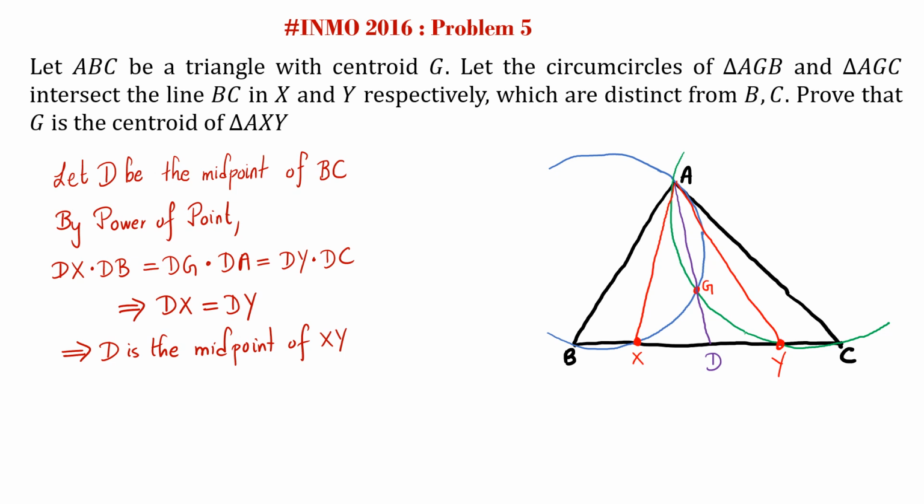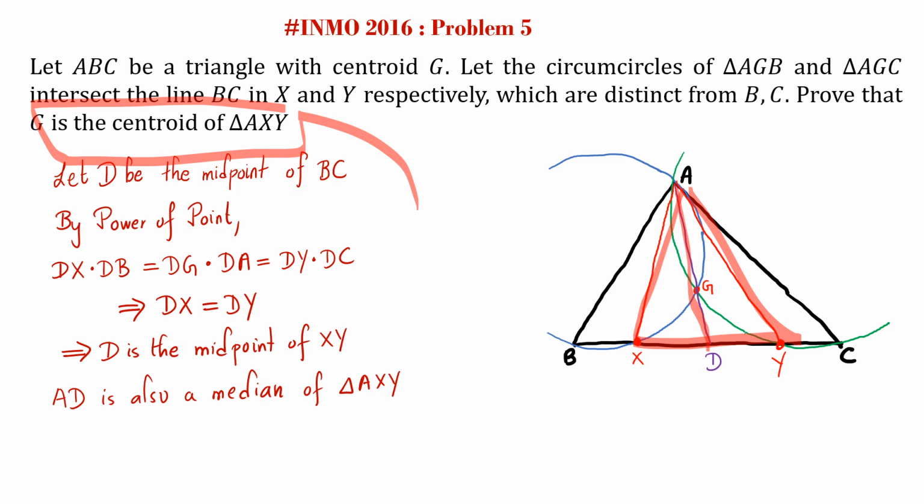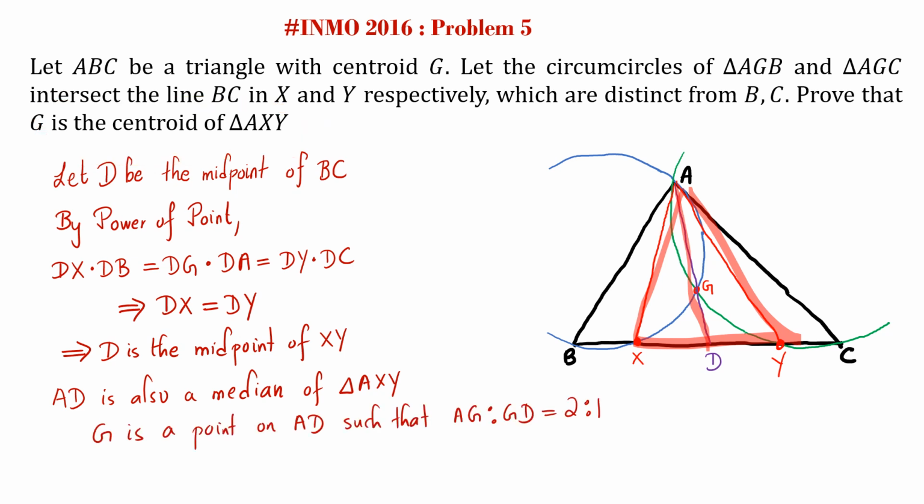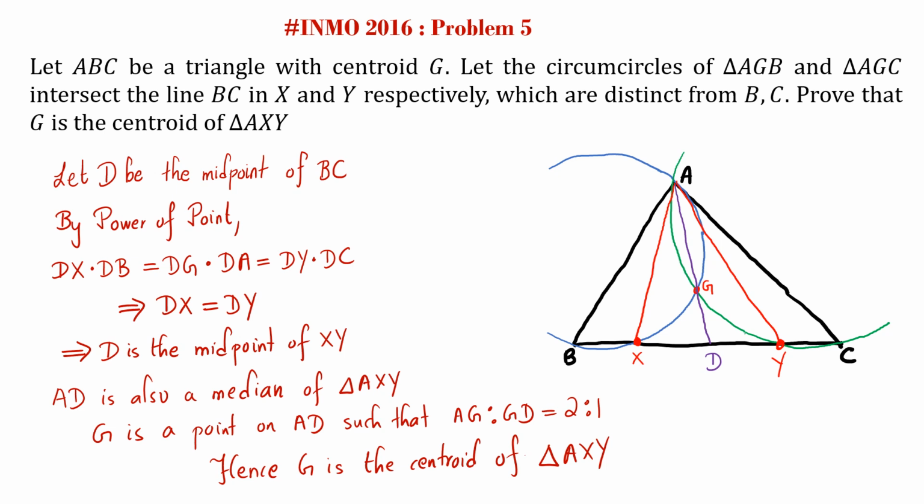So that means AD happens to be a median of triangle AXY, correct? So now can we say that G is the centroid of triangle AXY right now? Yes, we can, because G is a point on AD such that AG upon GD is in a 2:1 ratio. Why can we say this? Because G is the centroid of the triangle ABC. That's why, correct? So therefore, finally, G is the centroid of triangle AXY, and hence proved.